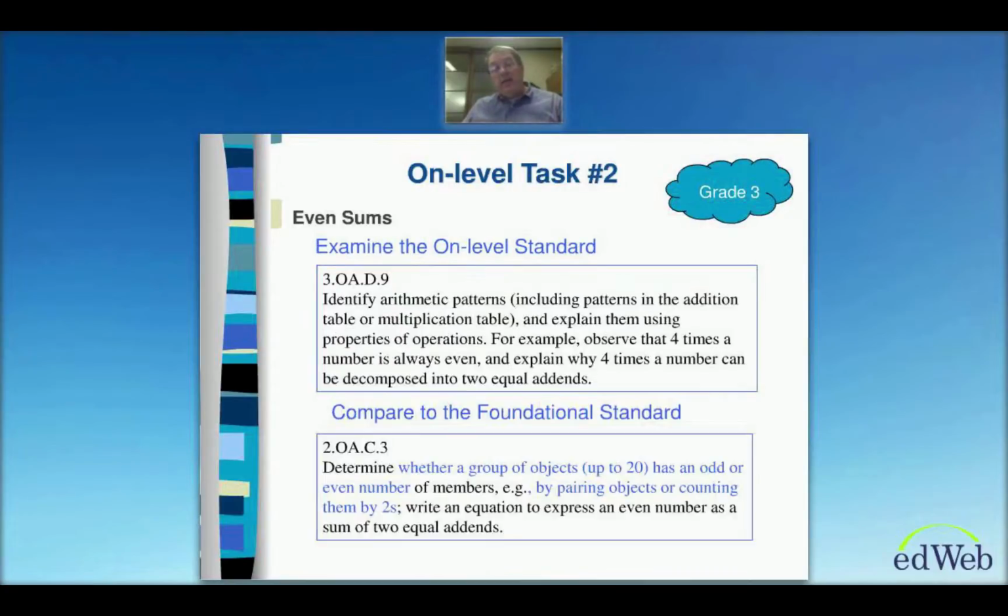So I can take a look back and compare it to the foundational standard that came from grade 2. Because all of the Common Core standards and most of the state standards are structured in this way so that there's a coherent sense of growth in the standards from one level to the next. Now, when I look at the grade 2 standard, what I'm seeing is that it says determine whether a group of objects has an odd or even number of members by pairing objects or counting them by twos.